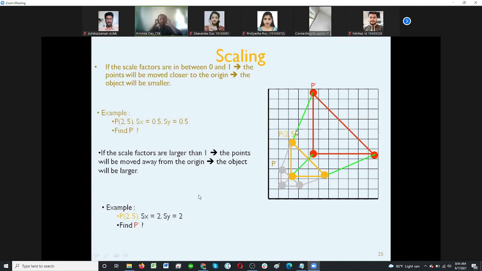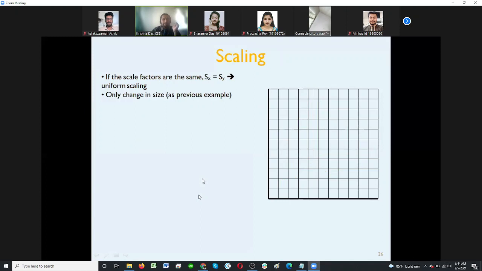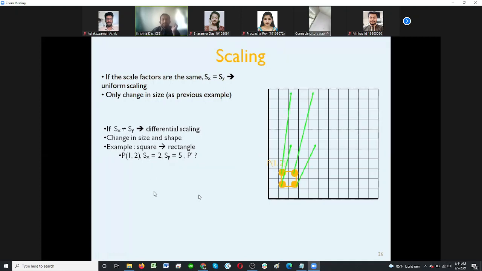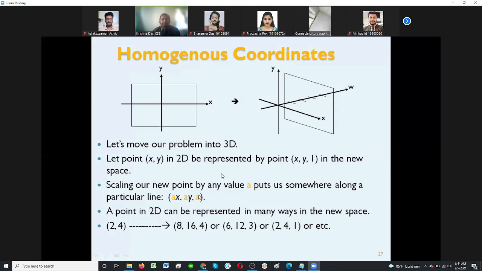For uniform scaling, you will find that the factors are the same for the x coordinate and the y coordinate. Whenever the scaling factors differ between the x coordinate and the y coordinate, that is, s of x and s of y, then the shape also changes, not necessarily only the size. That is why it is quite powerful, as we have seen.